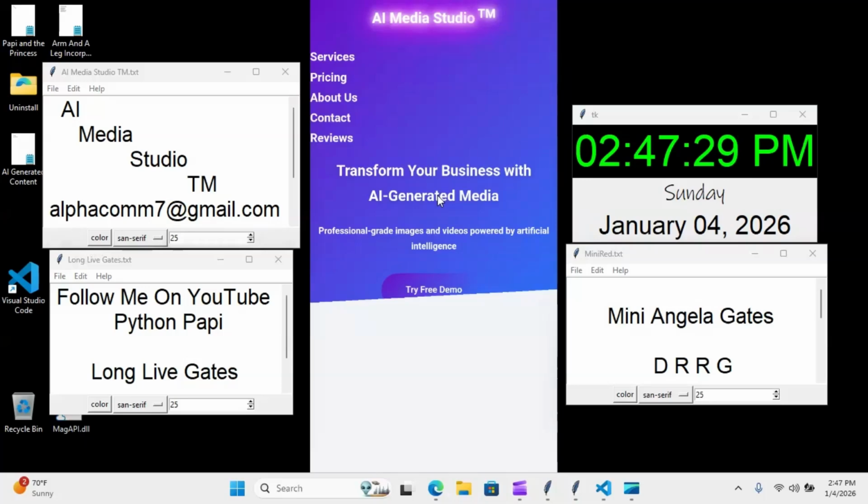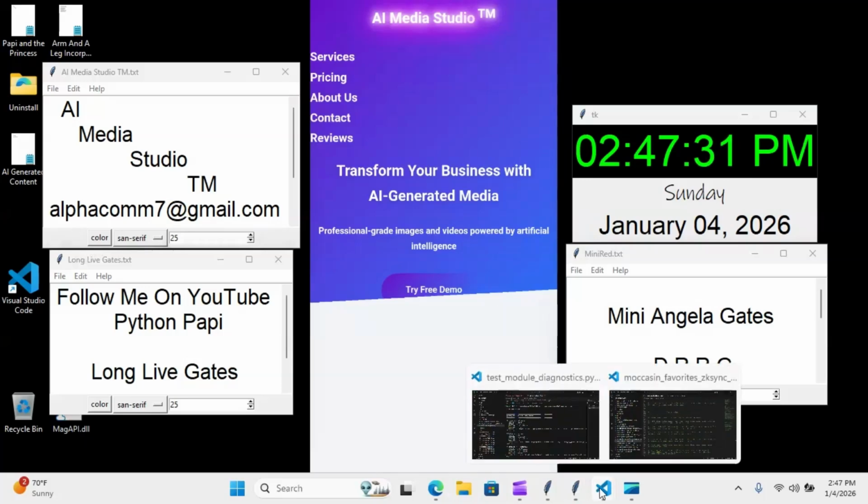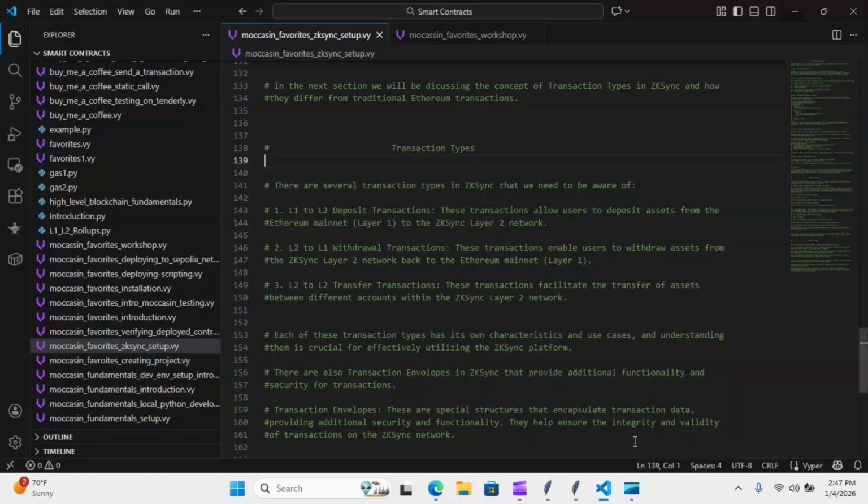Alright, on today's episode of Python Papi, we're back inside our small contracts project. Let's have a look at what we're going to be going over today. And today we're back inside of our Moccasin module. And today we're going to be starting a new section. This section is going to be the transaction types. So let's dive right in.